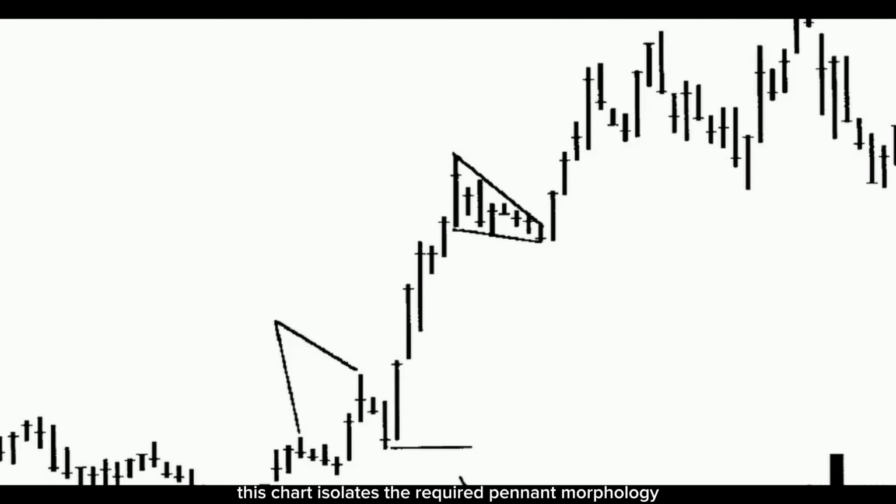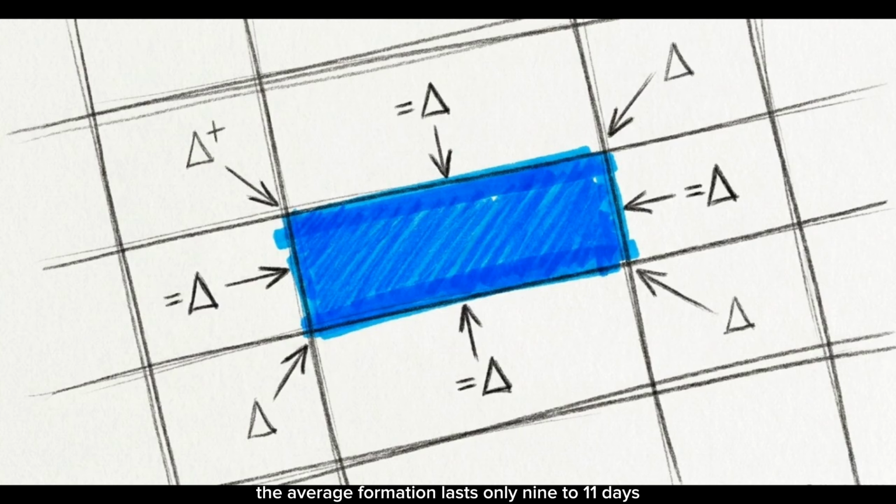This chart isolates the required pennant morphology. The primary prerequisite is the flagpole, a steep, rapid antecedent price trend. Following that climb, price action must be tightly bounded by two converging trend lines. Crucially, these lines typically slope against the prevailing upward trend. A valid pennant is brief. The average formation lasts only 9 to 11 days.